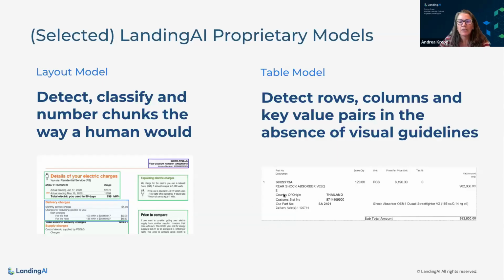So a lot of other systems are not going to recognize this as a table and a set of key value pairs. This is kind of the key essence of our table model: to understand, in the absence of visual guidelines, that this actually is a table.